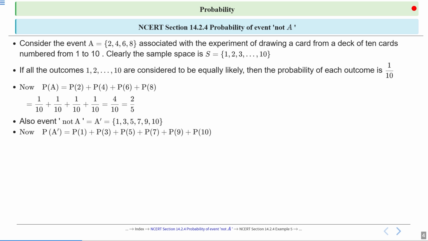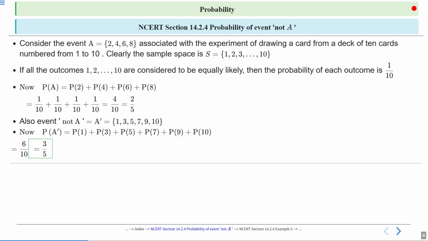So, probability of A complement is nothing but equal to probability of 1 plus probability of 3 plus probability of 5 plus probability of 7 plus probability of 9 plus probability of 10. Since we already know the probability of each outcome is 1 by 10, probability of A complement is equal to 1 by 10, 6 times. This is equal to 6 by 10, and after simplifying, we get 3 over 5. So probability of A complement is equal to 3 over 5.